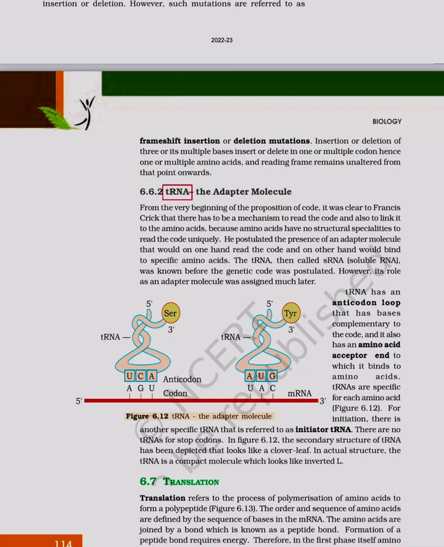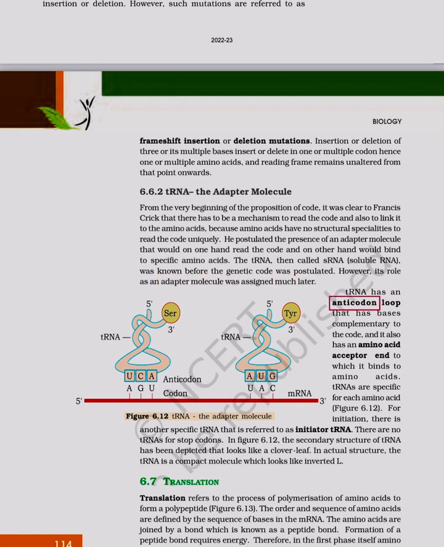6.2 tRNA, the adapter molecule. From the very beginning of the proposition of code, it was clear to Francis Crick that there has to be a mechanism to read the code and also to link it to the amino acids. Because amino acids have no structural specialities to read the code uniquely, he postulated the presence of an adapter molecule that would on one hand read the code and on the other hand would bind to specific amino acids. The tRNA, then called sRNA, soluble RNA, was known before the genetic code was postulated. However, its role as an adapter molecule was assigned much later.